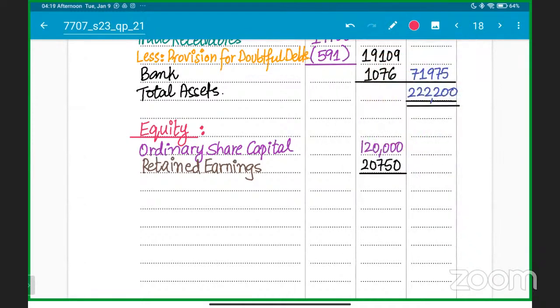So it will be 120,000 plus 20,750. It's a very easy company question. Okay, 140,750. Okay, students, when we get this, we are going to go to the non-current liabilities now.